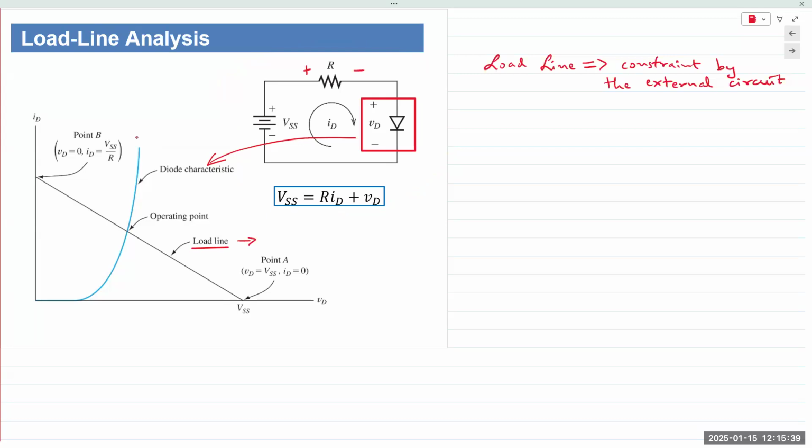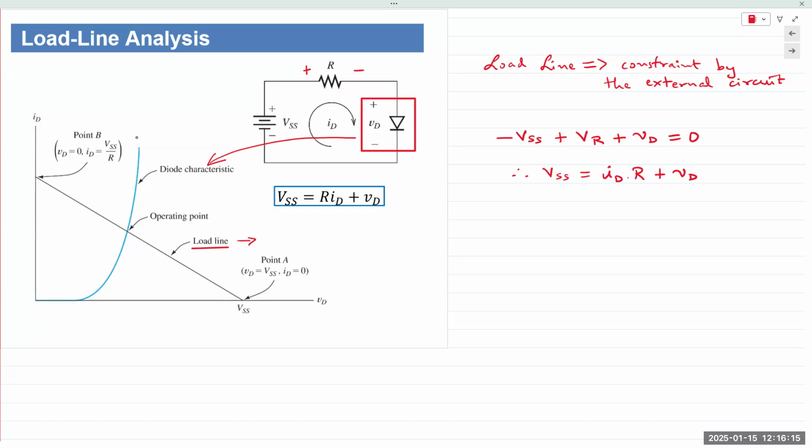Now, if you have a preferred method of writing KVL, you can do so. I typically start at the bottom left corner and go clockwise. So I get minus VSS plus the voltage across the resistor plus the diode voltage VD, summing up to 0. And that gives me VSS is equal to ID times R plus VD.